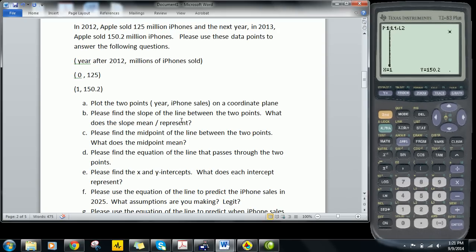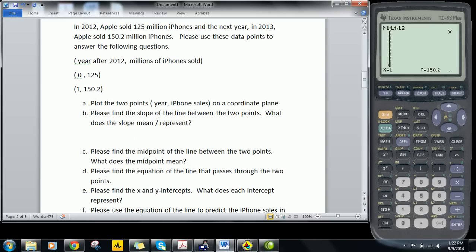Now what I want to do is find the slope of the line between those 2 points. And remember, slope is rise over run. Slope, m, is going to be change of y. Now my y is millions of iPhones sold. So it's change of iPhones sold in millions per change in x. And my x in this case is year. Per change in year.